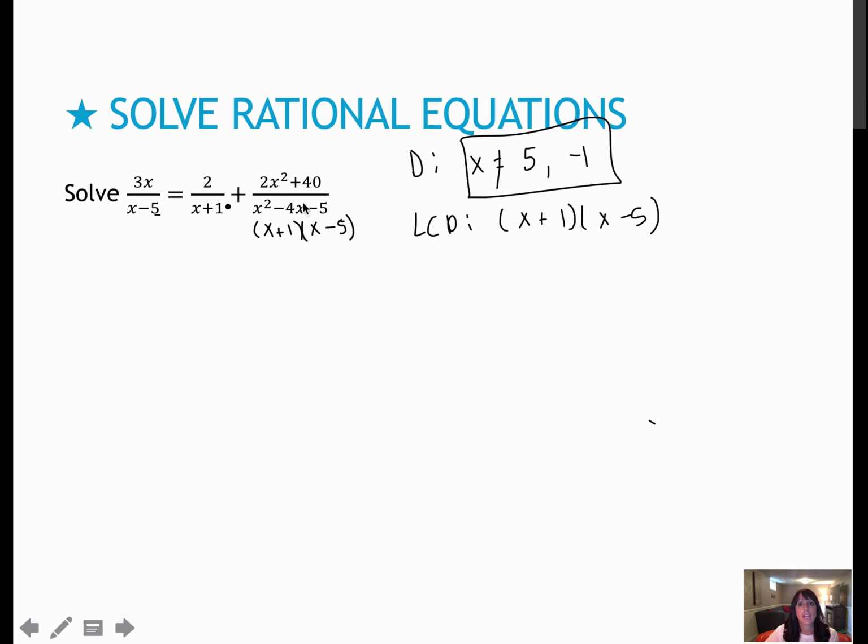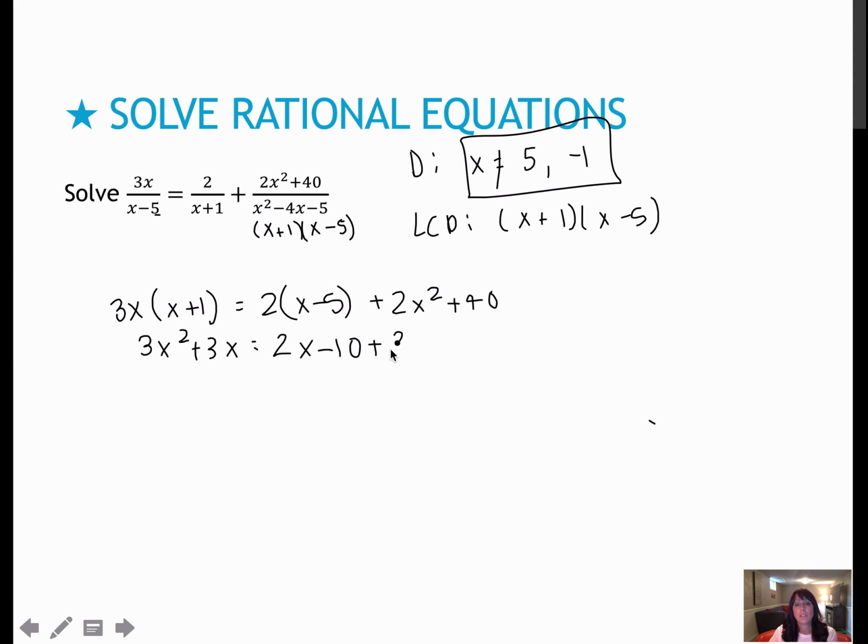For the first, the x minus 5s would cancel, giving me 3x times x plus 1. For the second, the x plus 1s would cancel, giving me 2 times x minus 5. And for the last, the whole denominator would cancel, leaving me with just 2x squared plus 40. And then, of course, we just want to get everything on the same side. So I'm going to subtract this 2x squared from the right, and subtracting it from the left gives me x squared, 3 minus 2. For x's, I have a 3x.